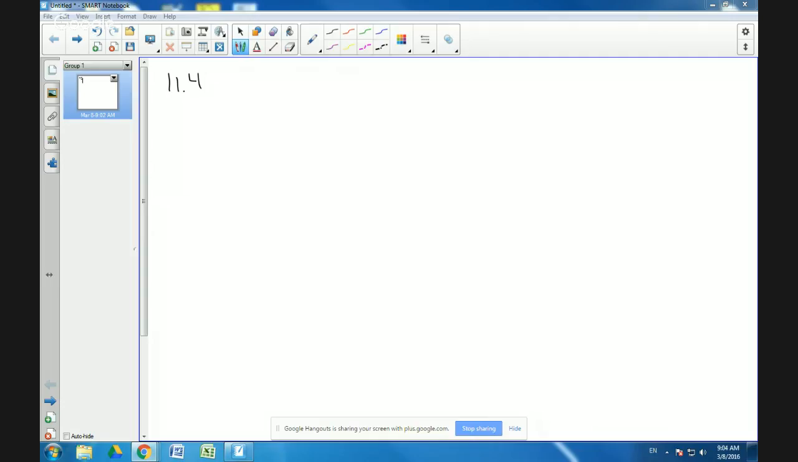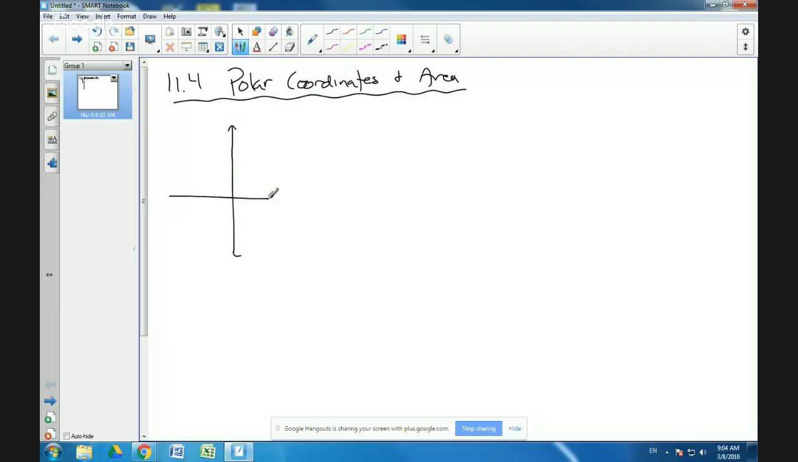All right, we're talking polar coordinates and area here. Let's put our brains on this. In the past, if I had given you a circle, just kind of talk this through.